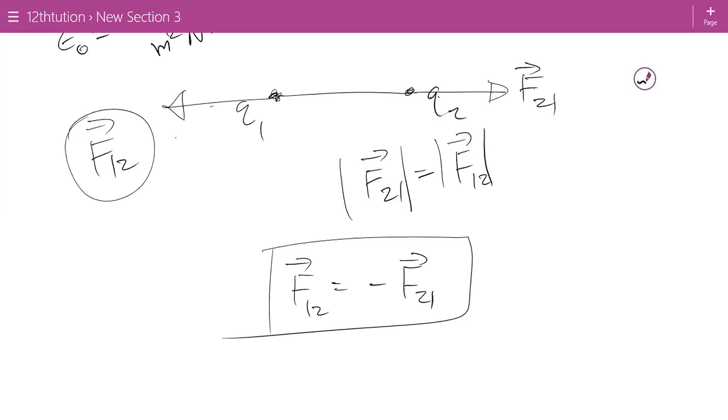So the value of epsilon naught is 8.85. Is it not 9.2? That is K. K is equal to 1 by 4 pi epsilon naught. That is epsilon naught. They are different.